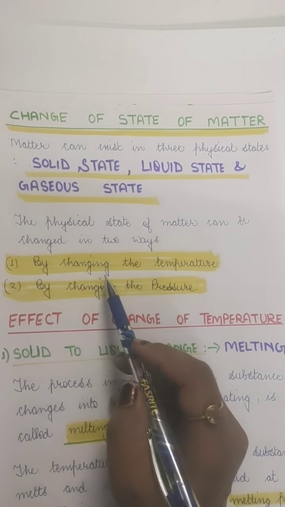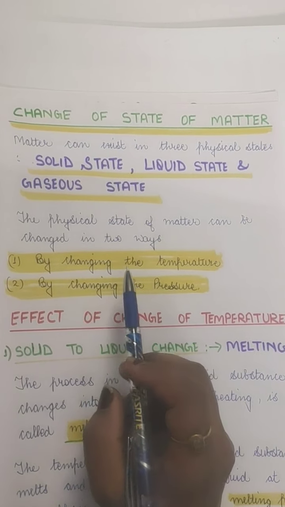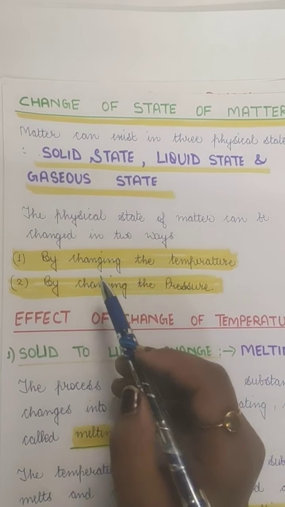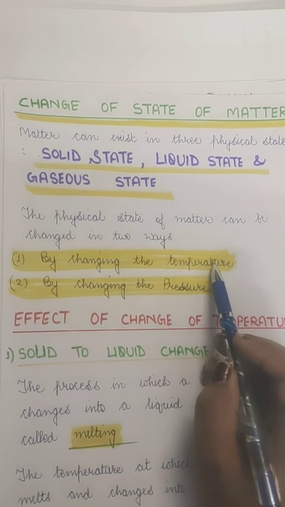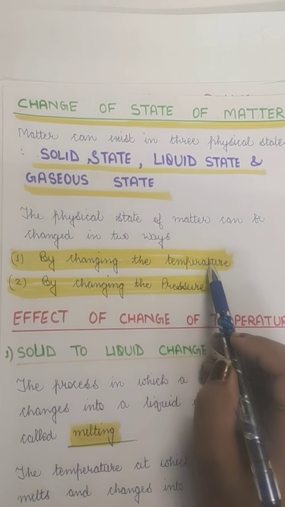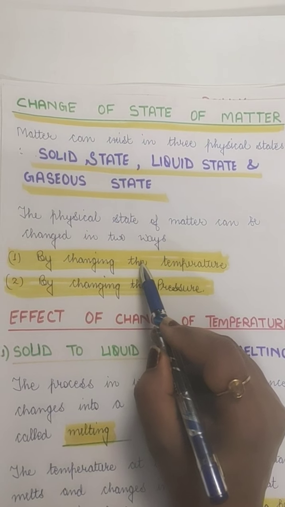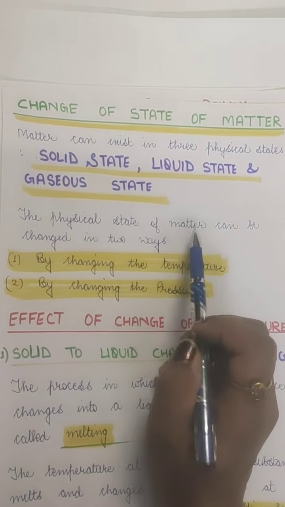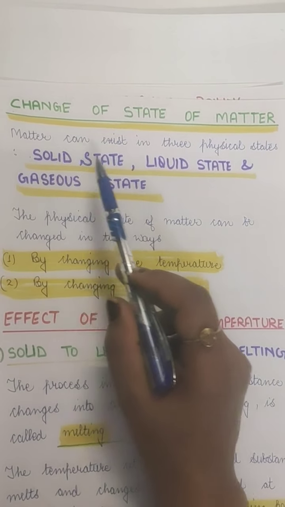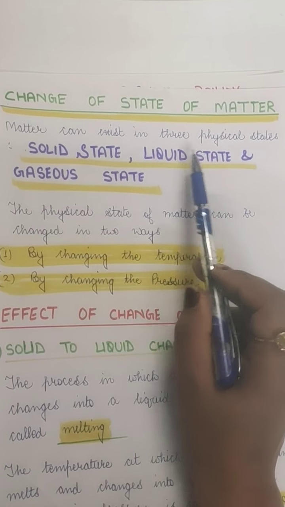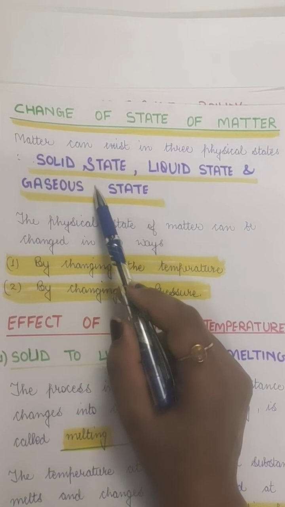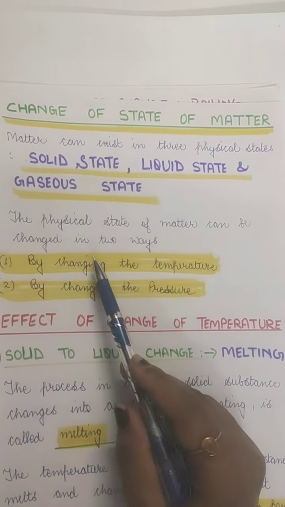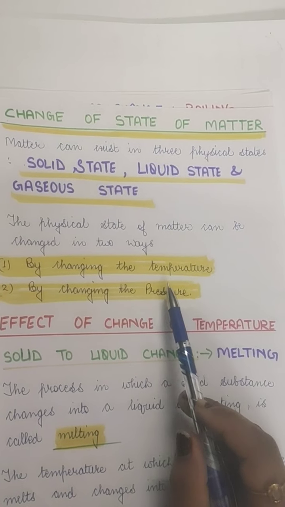In this video we'll just be learning about change in temperature. In another video, I'll take change in pressure, because change in temperature is a bigger, lengthier topic. By changing these two things, we can change the physical state of matter. We can convert solid into liquid, and then liquid into gaseous state. Again, we can convert gaseous state into liquid and then solid. All this interchange of states can be done either by change in temperature or by change in pressure.